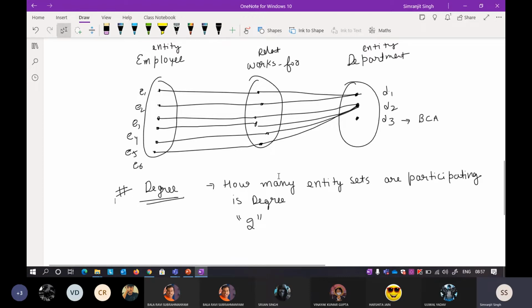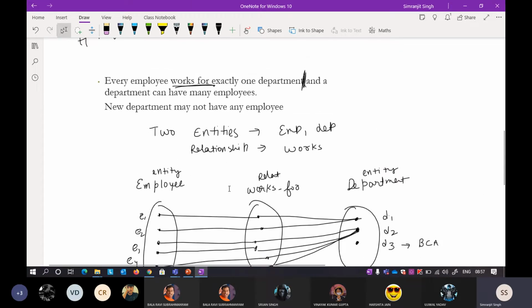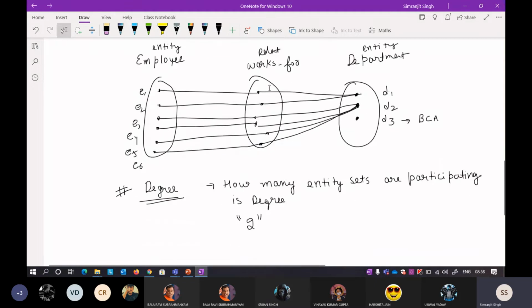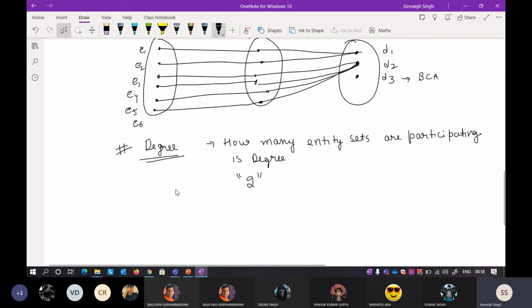Now, employee and department are two entity sets, so they are participating in one relationship. The degree of this particular schema is 2. It means that there are two entity sets participating in one relationship, and that is referred to as the degree. Another thing is referred to as cardinality ratio.